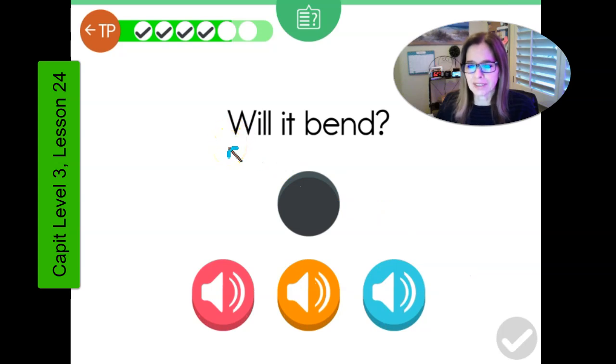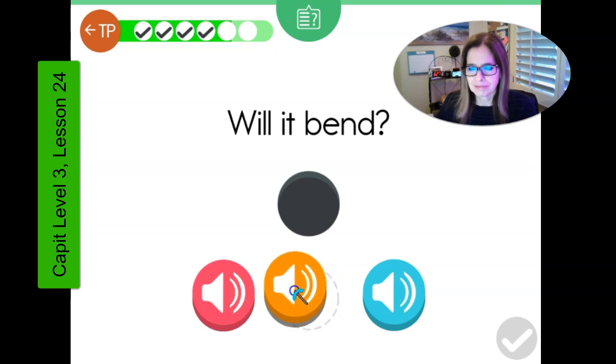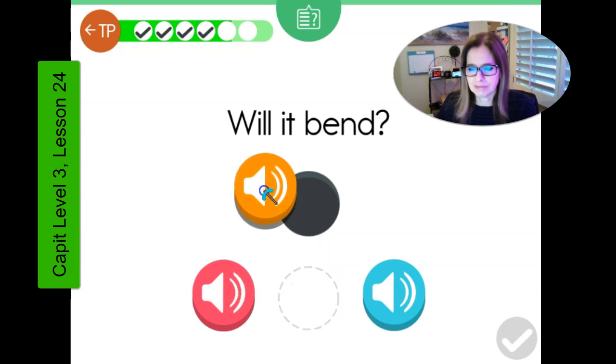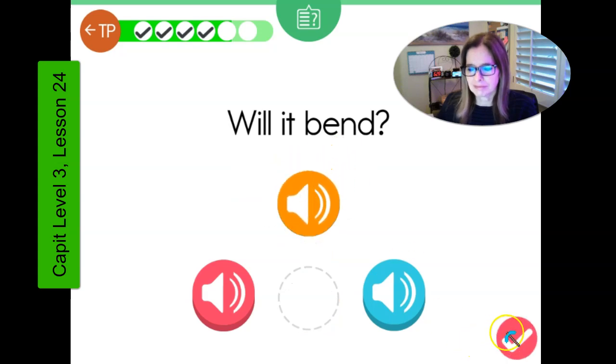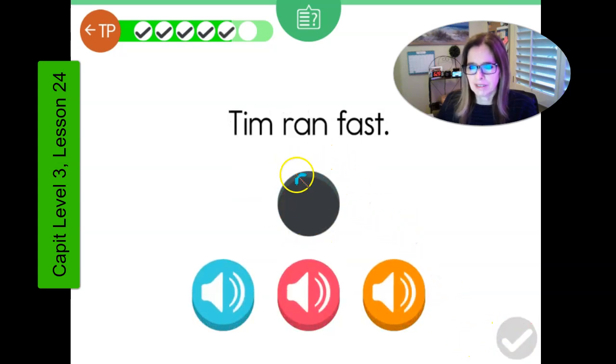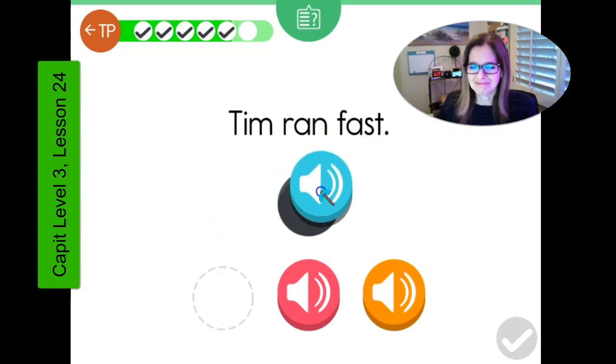Let's read the sentence together. Will it bend? And it has a question mark. So read it as a question, please. Go ahead. Will it bend? Let's listen for will it bend. Will it bend? Tim ran fast. Listen for Tim ran fast. Tim ran fast.